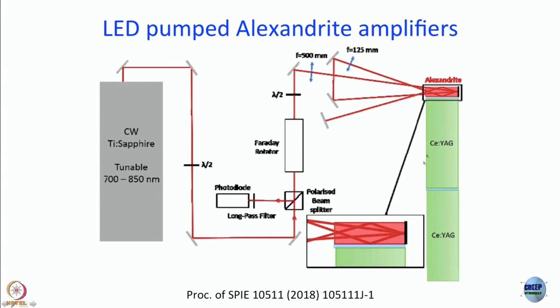Then it has been shown that it can act as an oscillator, of course, but here it's acting as an amplifier. What kind of amplifier? Multipass amplifier. So you see this? Light goes in, gets reflected here, comes here, goes out, and then it hits a mirror, gets sent back. This way it does many passes until it goes out after amplification.